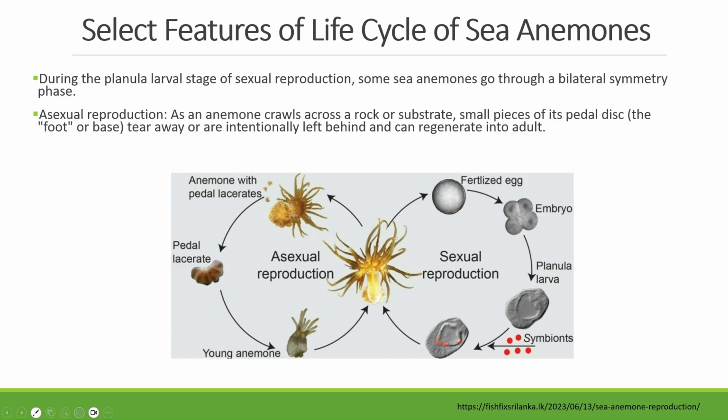Asexual reproduction is also common. As an anemone slowly crawls across a rock, small pieces of its pedal disc, the foot-like base, can tear away or be deliberately left behind. Each fragment can regenerate into a completely new anemone. And this combination of sexual and asexual reproduction gives these sea anemones quite a bit of flexibility to colonize new areas.